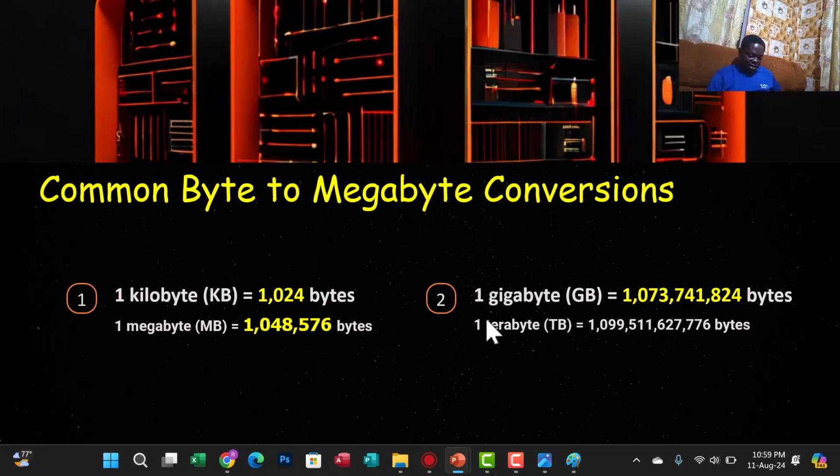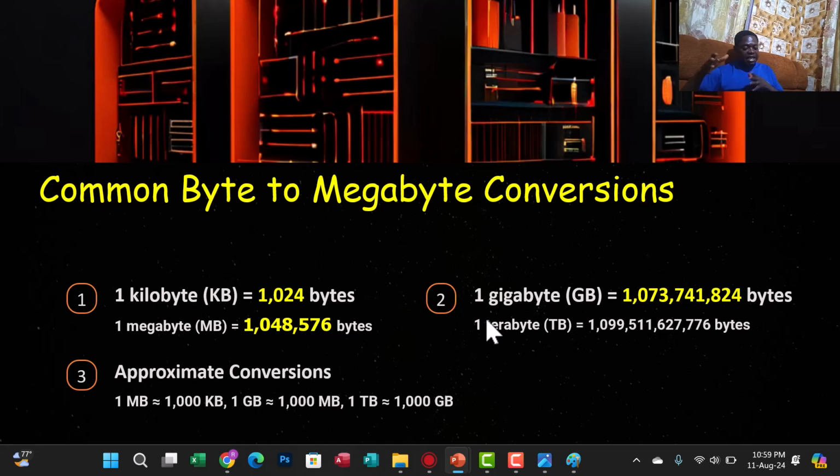1,099,511,627,776. Well, you can keep this in mind, but you can just keep on multiplying when the conversions are not closely related like megabyte and gigabyte, but it's from kilobyte to gigabyte straight, and you have to use the multiplication conversions.